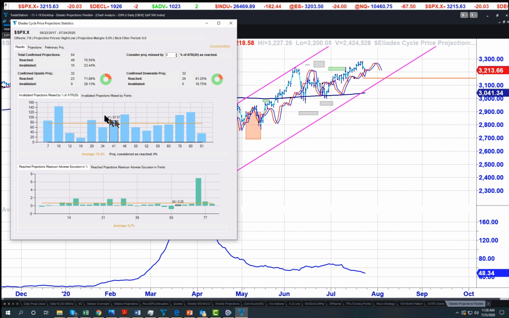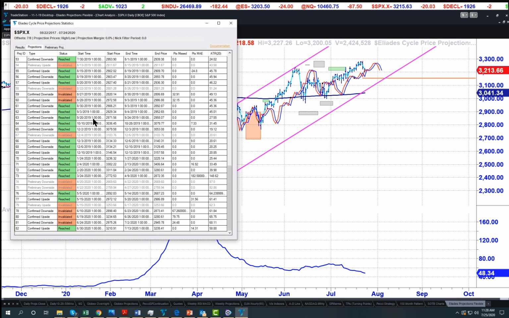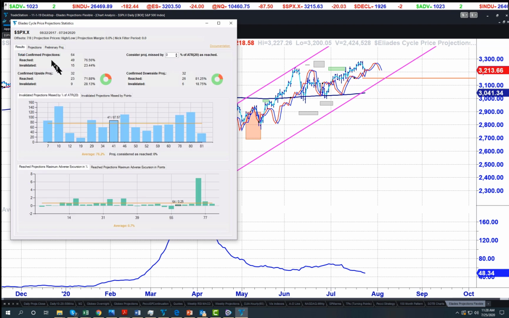Well, if we go back up here and look at the next tab, it shows you all the projections given, the complete history of the data you have entered in the chart. And each one of these is numbered. So, let's go back to the results again and look down here. This was a big excursion here, and this was projection number 10, as you can see up at the top. 144% of ATR was missed by.